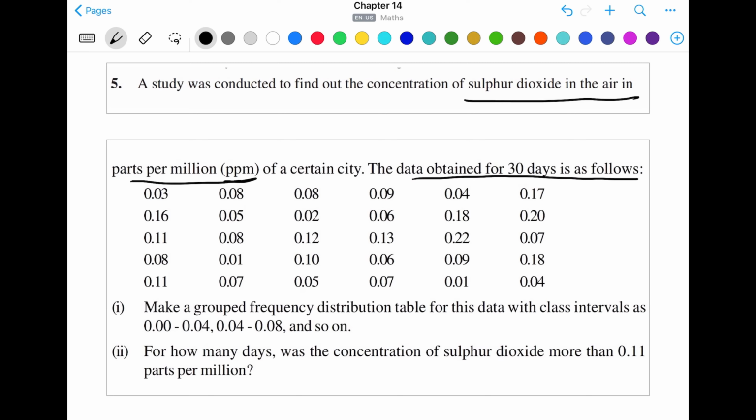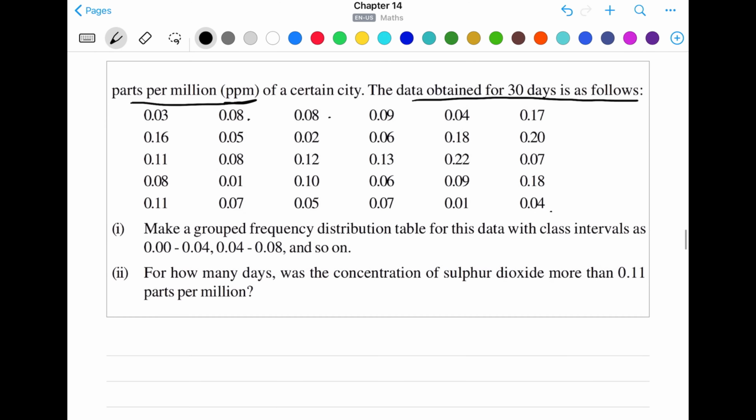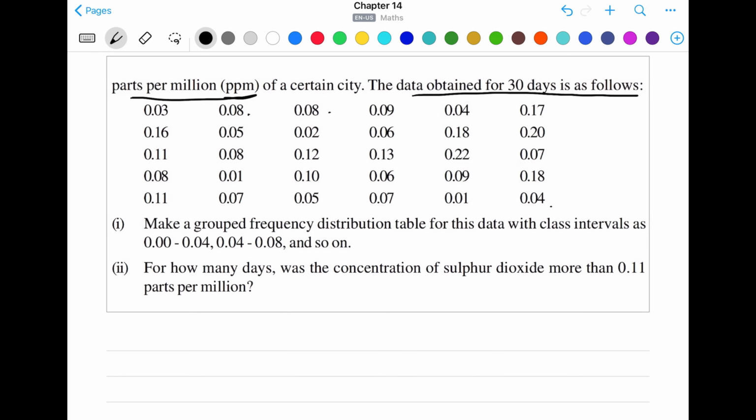The data obtained for 30 days is as follows. This data belongs to the same city, which is recorded for the span of 30 days. It is given as 0.03, 0.08, 0.08, 0.09 and so on till 0.04. So what we have to do is first make a grouped frequency distribution table for this data with class interval as 0.00 to 0.04, then 0.04 to 0.08 and so on.